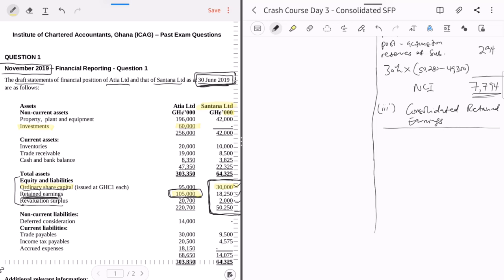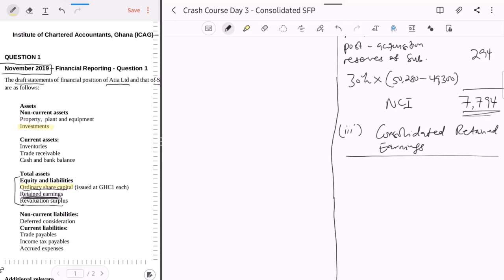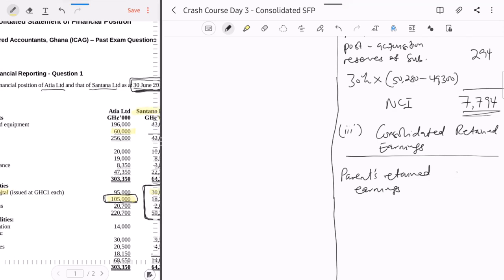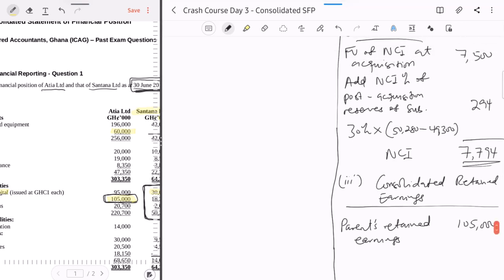So let's come back here. We know it's 105,000. So first line here will be what? Parent's retained earnings is what? 105,000. Next thing you do is, it's a direct mirror image of what is happening here. So you can see here, we added the NCI percentage of what? The post-acquisition, which was a net asset. So we'll now come and bring the 70% here. If I give 30% to NCI here, then the parent will get a remaining 70.